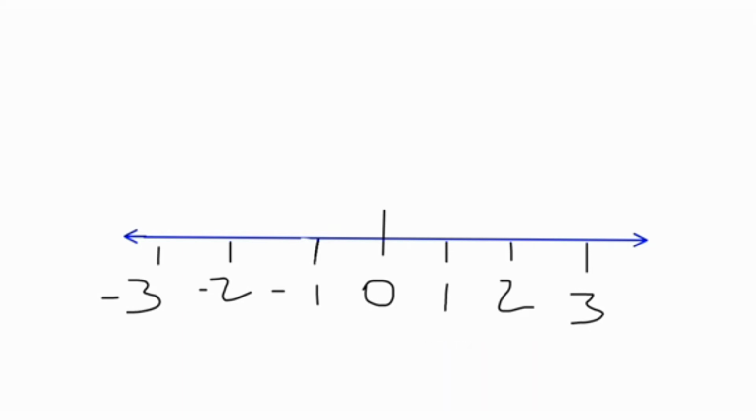The number on the left-hand side is less than the number on its right-hand side. For example, -3 is less than -2. -2 is less than -1. -1 is less than 0. 0 is less than +1. +1 is less than +2. And +2 is less than +3. And so on. The list continues.